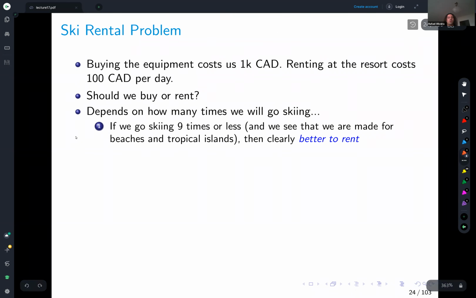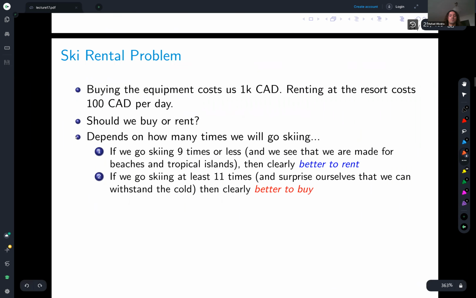So what is the strategy? Let's think about it. If we go skiing 9 times or less, and we see that skiing is not for us, we're made for beaches and tropical islands, then clearly it's better to rent, because then we pay less than what we would ever use in our entire lives.